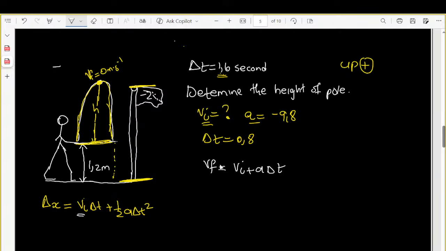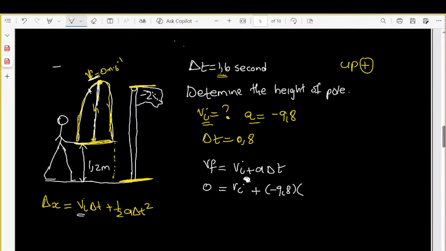Look at this. What is final velocity? We are trying to calculate the height that it traveled going up. So final velocity is 0. I'm looking for initial velocity, and then I'll have this as plus a, which is minus 9.8 delta t.